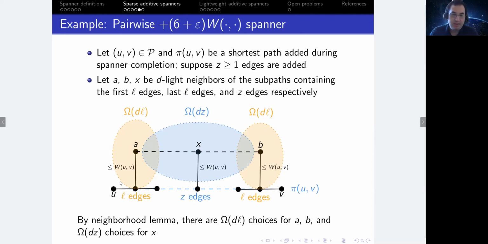And we'll look at the subpaths containing the first L edges, the last L edges, and the intermediate path that contains the edges that were added. So remember that after the initialization, we added the first L edges and the last L edges to the path, if not already. So using the previous neighborhood lemma, we can establish a lower bound on the number of choices we have for the vertices A, B, and X, where A and B are necessarily neighbors of a vertex along the first and last L edges, and X is a neighbor of the subpath containing the Z edges that were added.